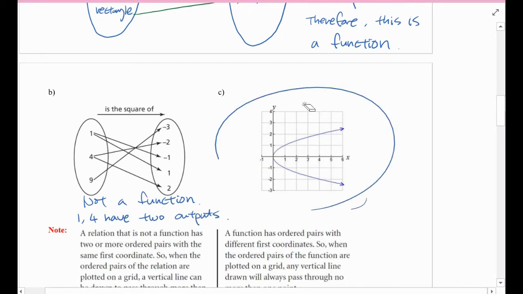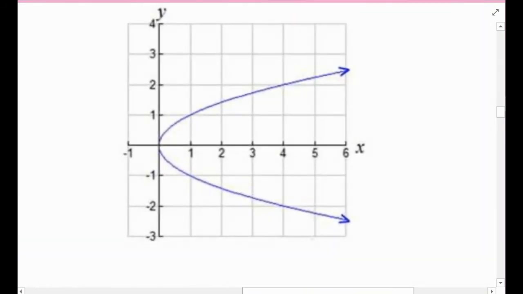What about C? Okay, everyone, let's look at the graph, 0, 0. But if you look at 1, let's look at the input value, which is the x value. 1 has 2 values, which are positive 1 and negative 1. 1.5 has 2 values, here and here. And 2 has 2 values, here and here. So each input has 2 values, 2 outputs. Therefore, it's not a function.